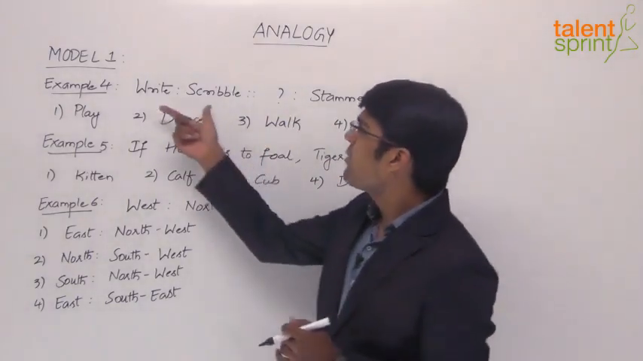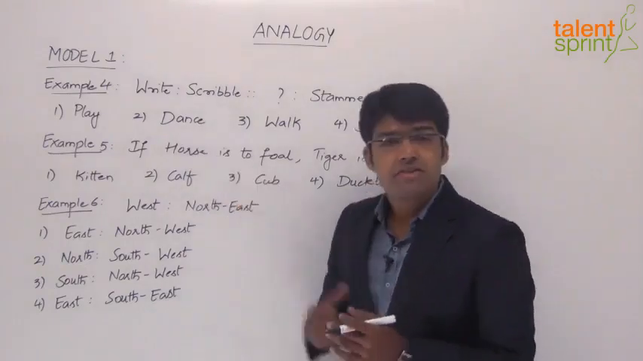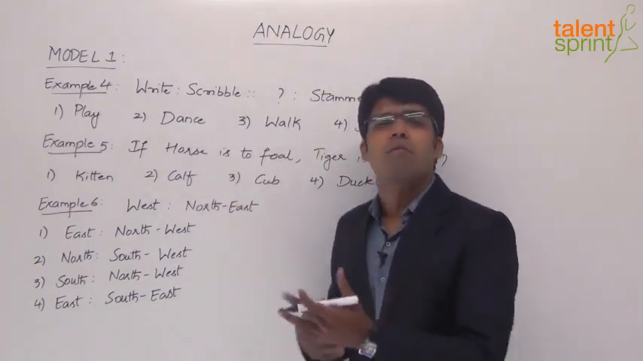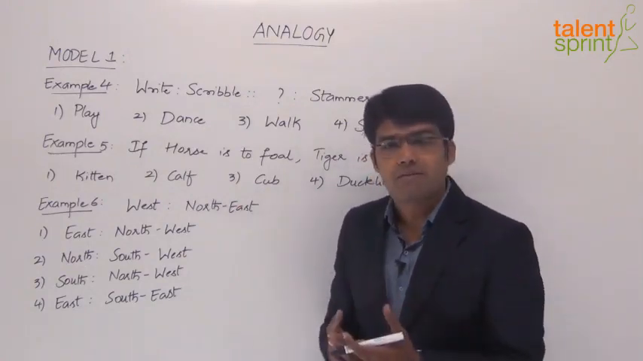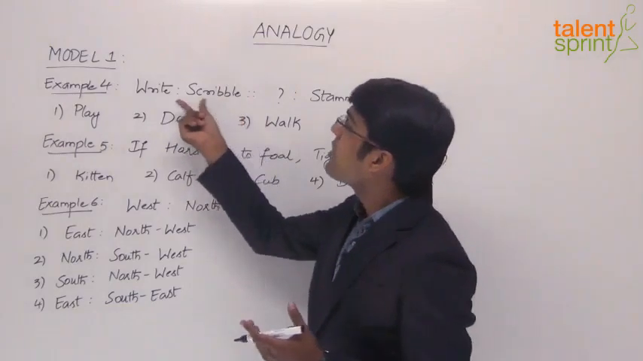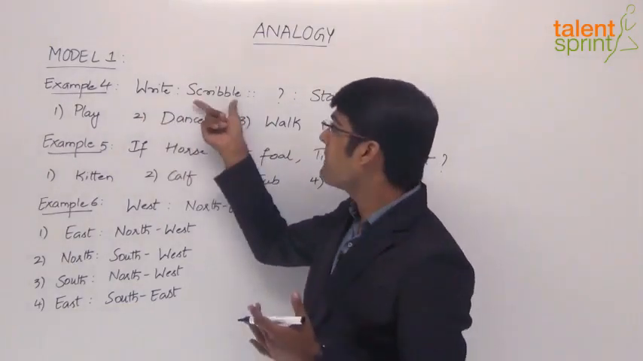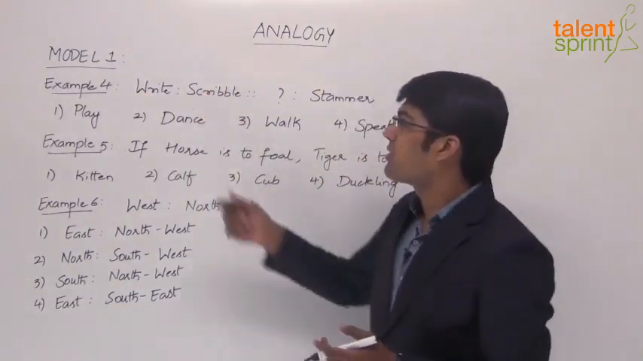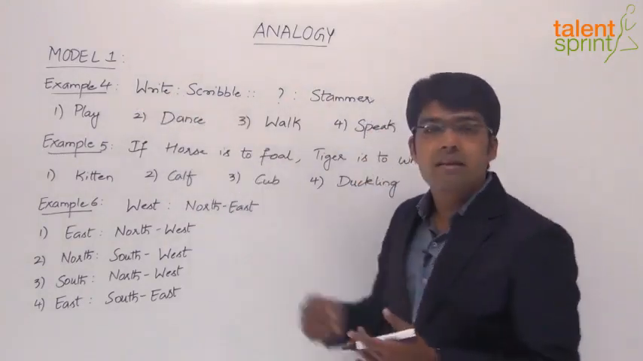Now let's understand the relationship between write and scribble. Write is a very general word, but what is meant by scribble? Scribble is also a form of writing. Scribble is, strictly speaking, an improper form of writing. So we can say that scribble is an improper form of writing. Write here is an action. An improper way of performing that action here is scribble. So write is the proper form, or write is the action for which the improper form is scribble.